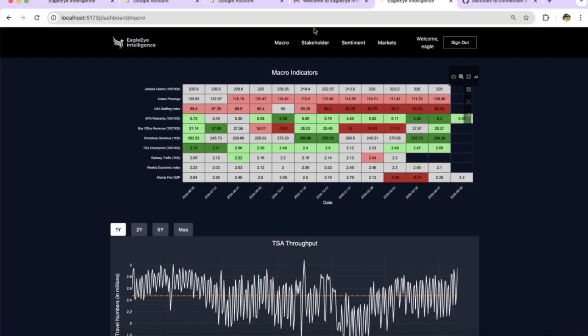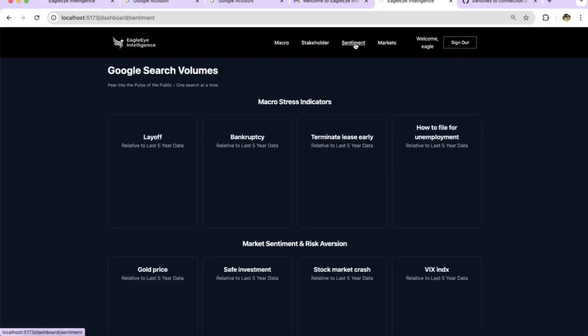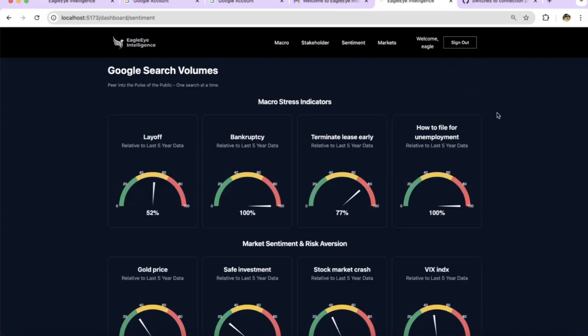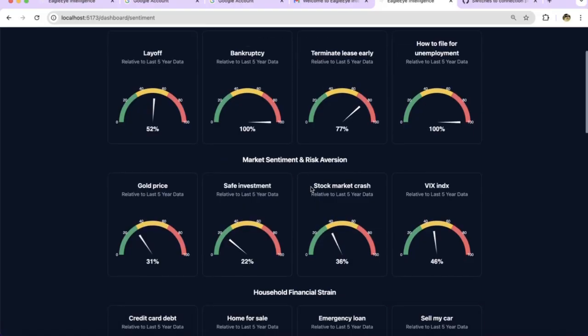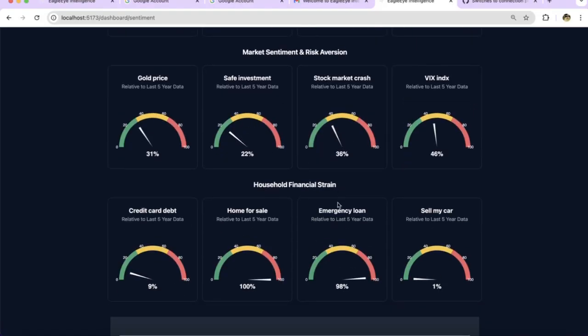Okay. Now moving on to sentiments. For sentiments, what we did was look at the Google search volumes, and then we picked keywords, and this way we can track what people are searching online, and what they are keying into Google search. Okay, so we split them into 3 different categories. First, macro stress indicators. Second will be market sentiment and risk aversion. And last but not least will be household financial strains.